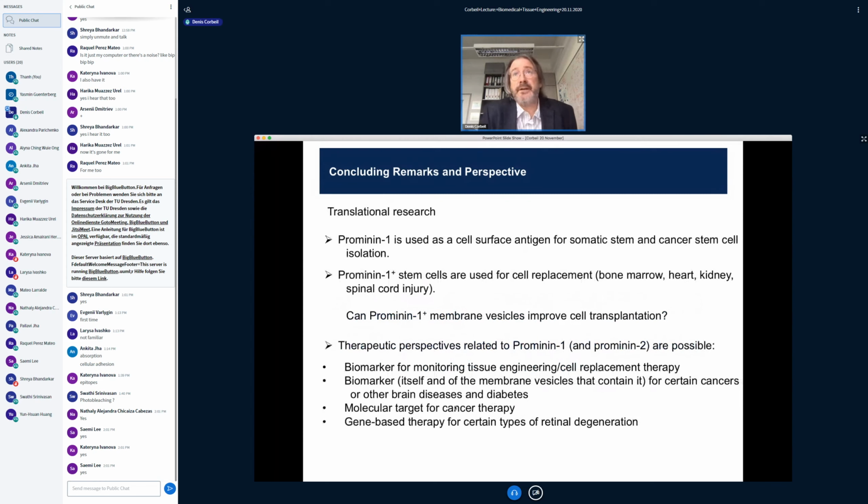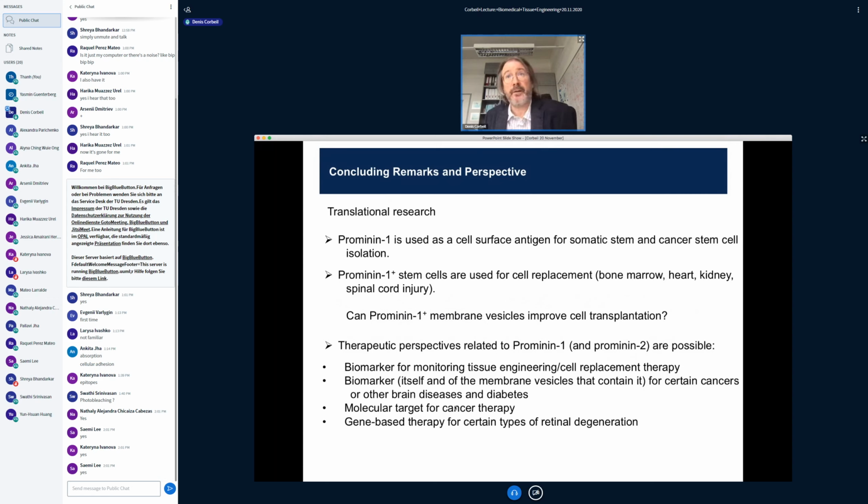So what can be interesting with this molecule? Prominin-1 is used as a cell surface antigen for the immunoisolation of stem cells and also cancer stem cells. So it's already quite a huge impact in the field. Prominin-positive stem cells can be used for cell replacement. Indeed, it can be used for the bone marrow. We can immunoisolate the hematopoietic stem cells based on prominin, and go for bone marrow transplantation.